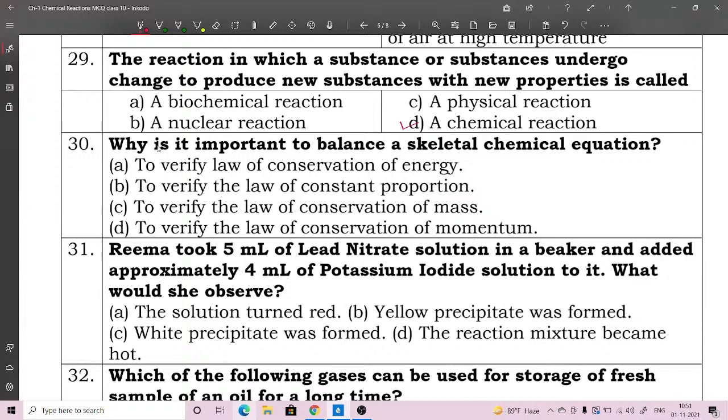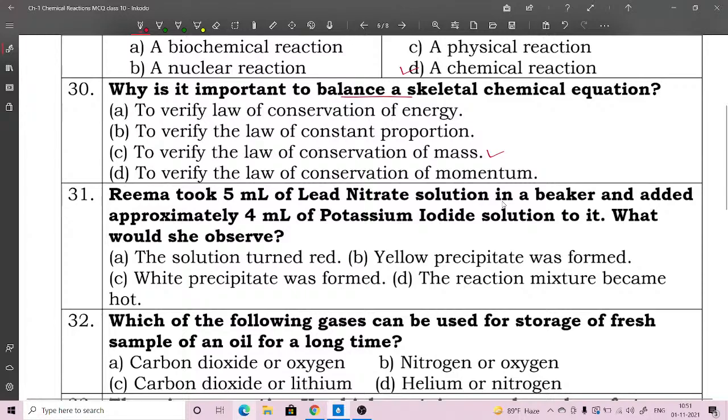Question number 30. Why is it important to balance a skeletal chemical equation? A, to verify law of conservation of energy. B, to verify the law of constant proportion. C, to verify law of conservation of mass, or D, to verify law of conservation of momentum. We know why we balance our equation: to verify the law of conservation of mass. Mass can neither be created nor destroyed during a chemical reaction. Therefore, the correct option is C.